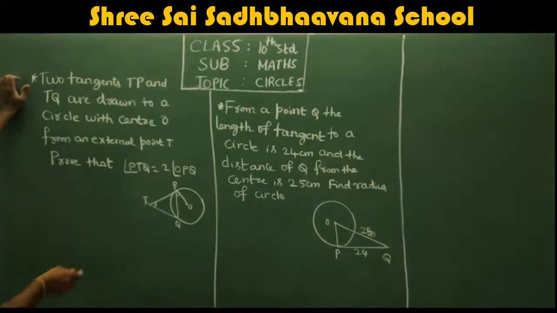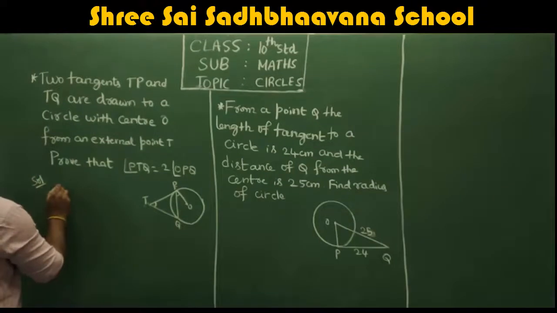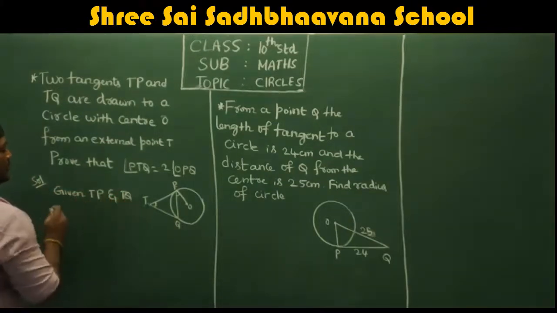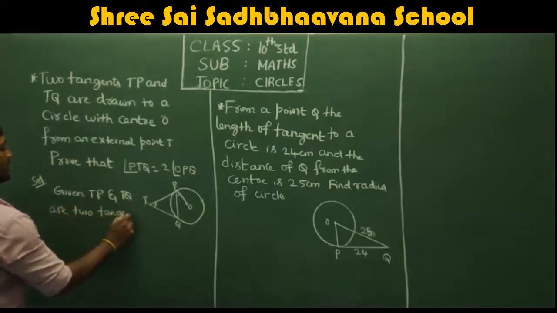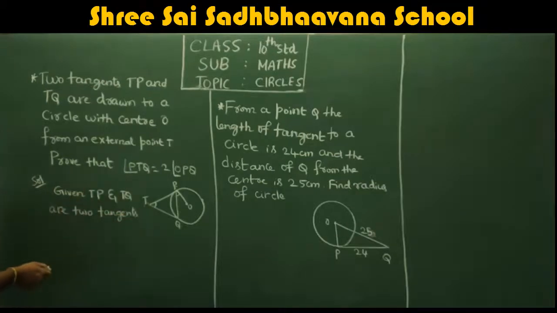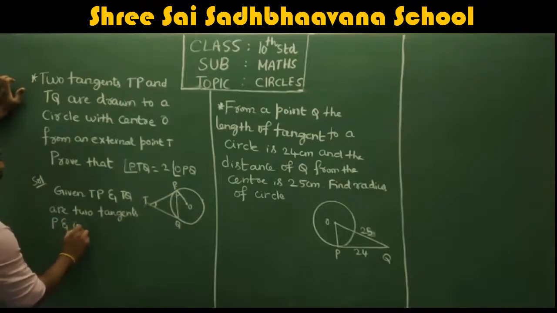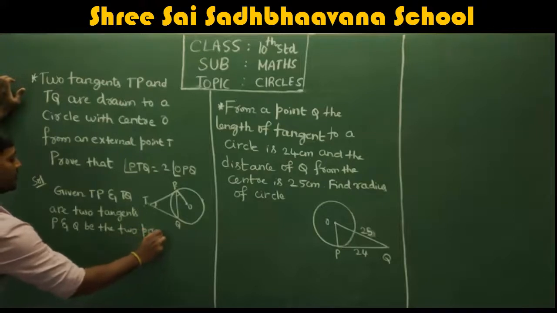So what again do we have to prove? This angle is 2 times of that, we have to prove. Just let me do the solution. Given: TP and TQ are two tangents, correct? They only gave that they are tangents. And also what are the points of contact, where these are getting contacted? P and Q be the two points of contact.